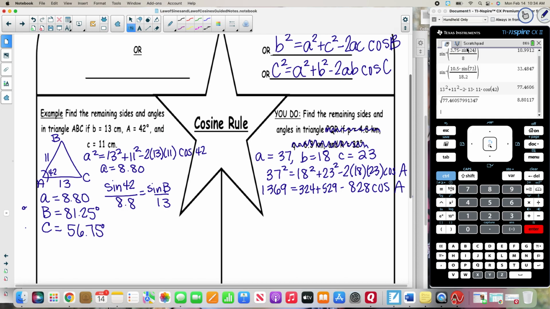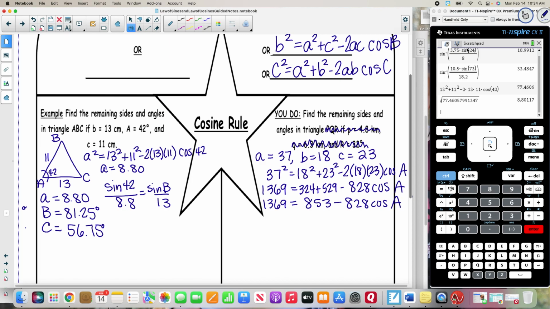What is 828 doing to cosine A? Multiplying. So we've got to follow order of operations here. First of all, we need to combine like terms, because this is being multiplied by this. So this would be 1369 equals, Billy, what is 324 plus 529? 853. 853 minus 828 cosine A.